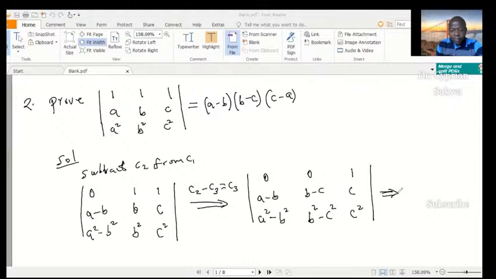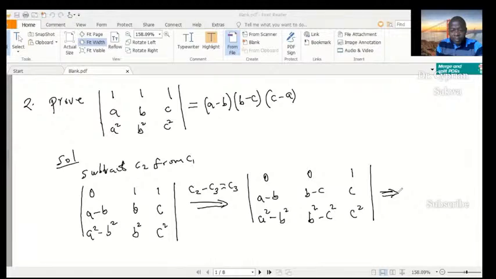At this point, there are very many ways I can do this. I can simplify this to be A minus B, A plus B, and then simplify also this to be B minus C multiplied by, you know what this is? You know that if I have A square minus B square, somebody can write this as A minus B, A plus B.